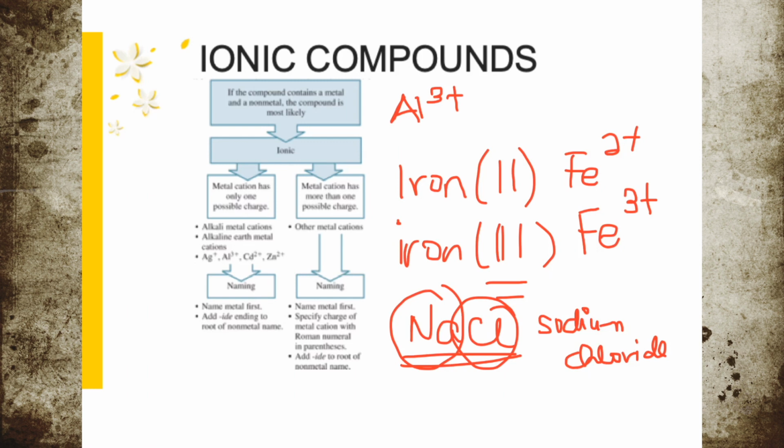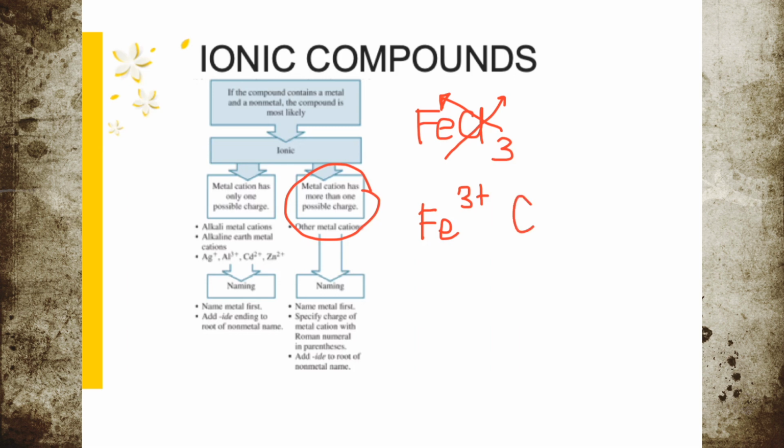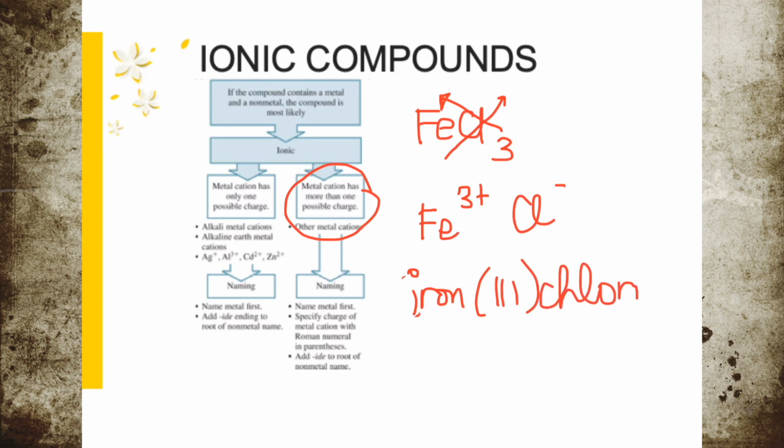However, if we have the transition metals, which have two or more possible charges, we have to identify the charge of the metal. For example, FeCl3. How do we identify the charge of the metal? What we need to do is cross over the subscripts. That means that Fe has a charge of 3 positive and Cl has a charge of negative 1. So FeCl3 will be iron, then you put in Roman numeral brackets 3, and then chloride.